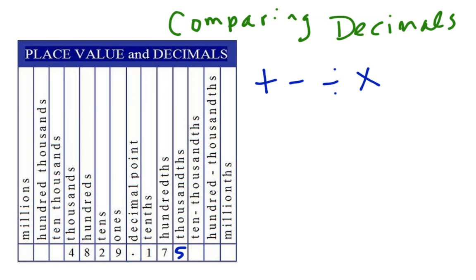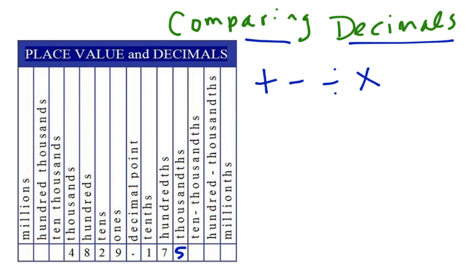There are a lot of application problems having to do with percents, and also with decimals, but toward the end of the unit, we'll be doing a lot more word problems. So one of the ways of talking about decimals is to compare. So if you have two decimals, how would you compare them?